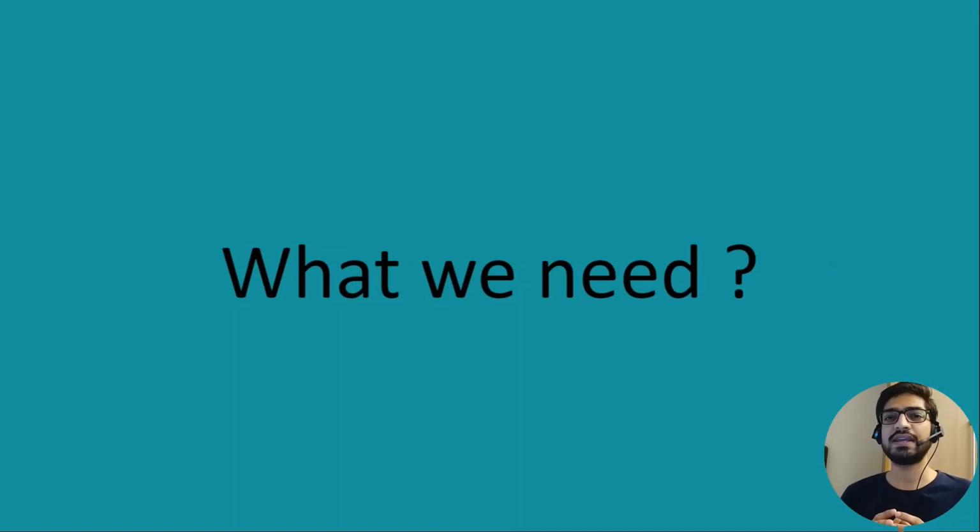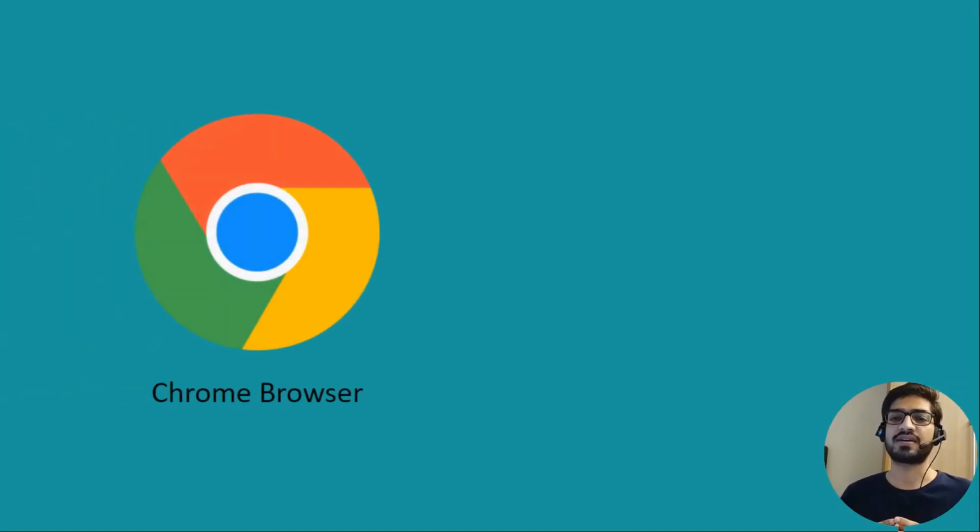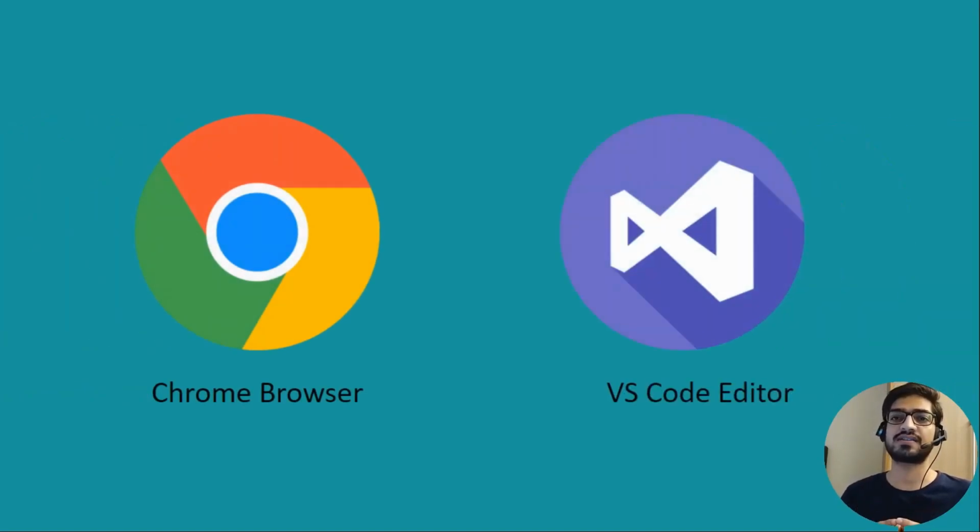So what do we need to go along with this course? We only need two things. The first is the web browser and the second one is the code editor. We will be using Chrome as a web browser and Visual Studio Code as the editor. So let's install them. You can find the links for Google Chrome and Visual Studio Code in the description below.